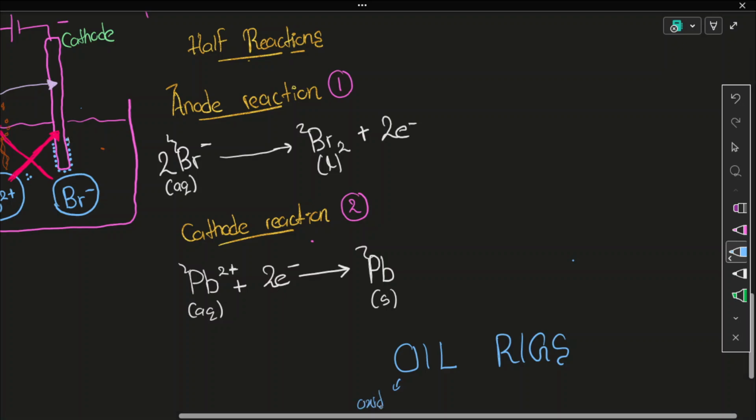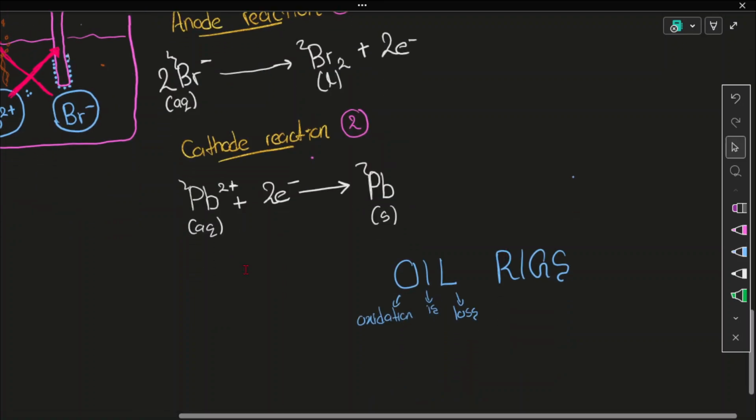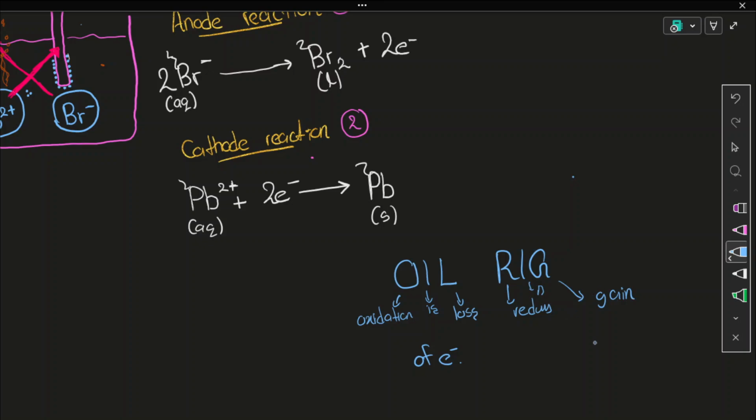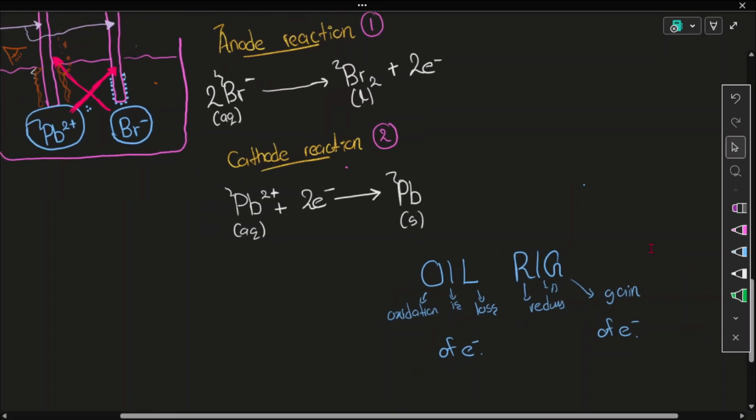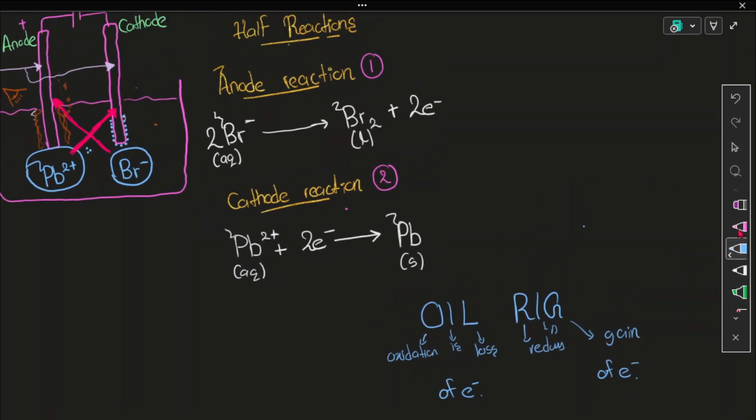Oxidation is the loss. Loss of what? Oxidation is the loss of electrons. Sorry, oil rig, why did I say rigs? Oil rig only, okay? Reduction is the gain. Gain of what? Once again, we're talking about electrons. So how do we use this? This makes no sense, right? It's like this. So look here.